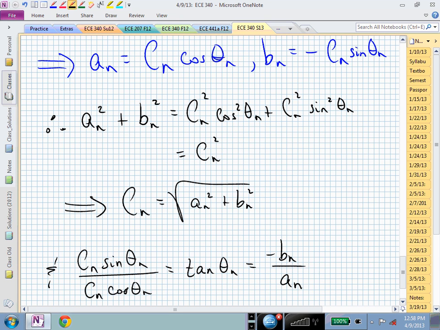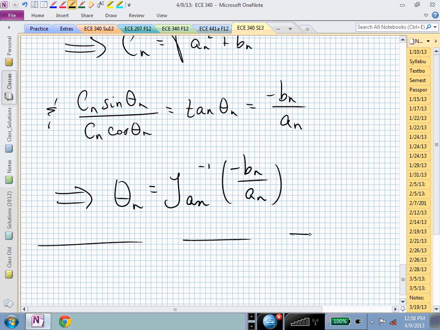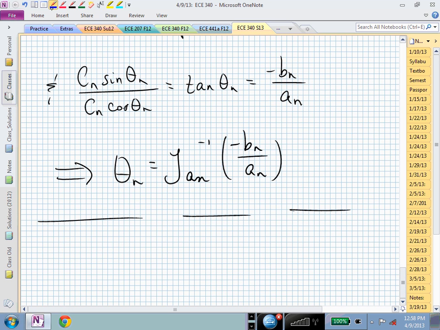We can now concentrate on the right-hand half of that three-part equality and do the inverse tangent to find theta sub n. We can now say then that theta sub n is equal to the inverse tangent of minus b sub n over a sub n. And now if you're given little a's and little b's, you can now compute the compact trigonometric form.